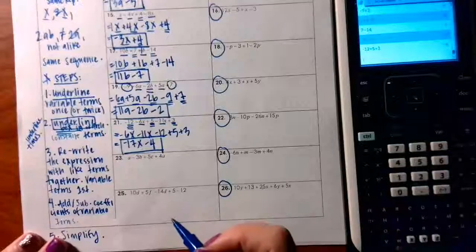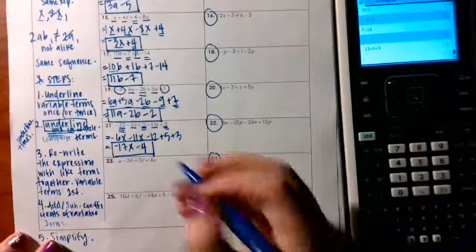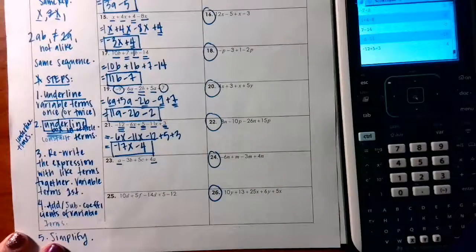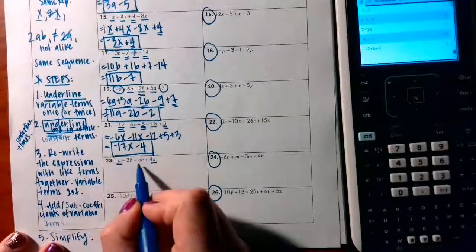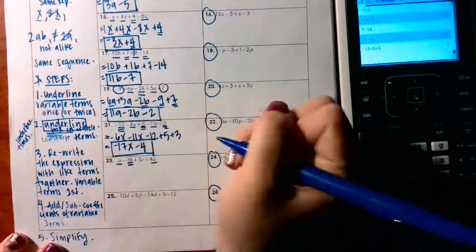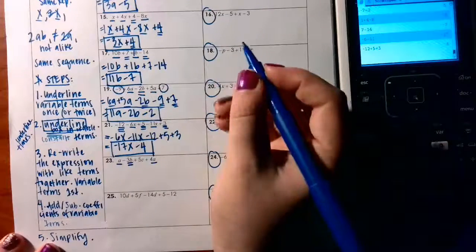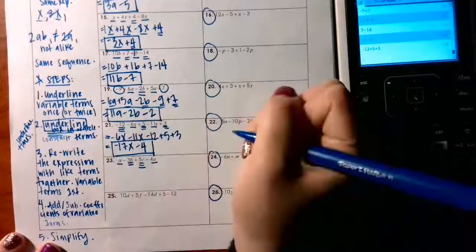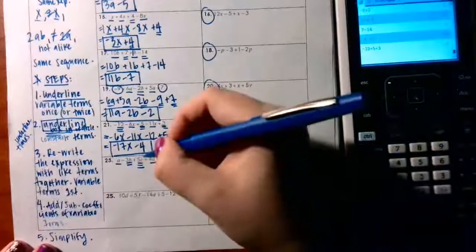Now, number 23. I'm going to underline all my same variable terms once. I've got 2 more variable terms. I've got a b, so this one's different. 5c, that's a completely different one, so I'm going to underline that one 3 times. And in this one, I don't have any constants.